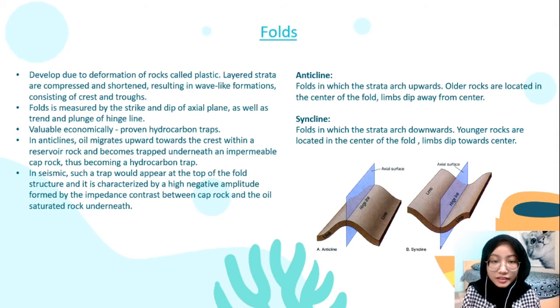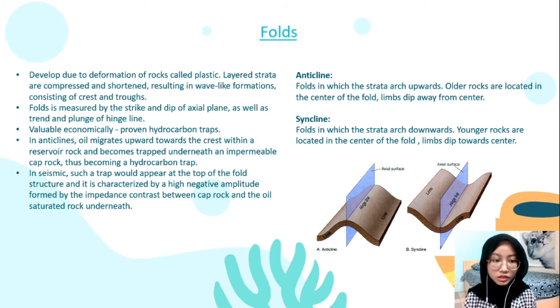The second structural interpretation is related to folds, which develop due to the deformation of rocks, called plastic deformation. Its strata are compressed and shortened, resulting in a wave-like formation consisting of crest and trough. Folds are measured by the strike and dip of the axial plane as well as the trend and plunge of the hinge line. It is economically valuable because it proves the presence of hydrocarbon traps. In anticlines, oil will migrate upward within the reservoir rocks and become trapped underneath an impermeable cap rock, thus becoming a hydrocarbon trap.